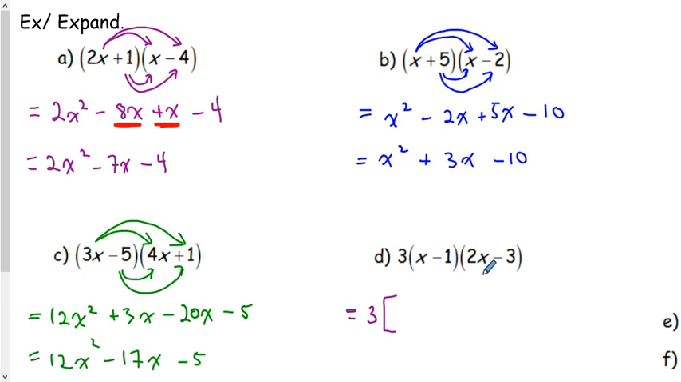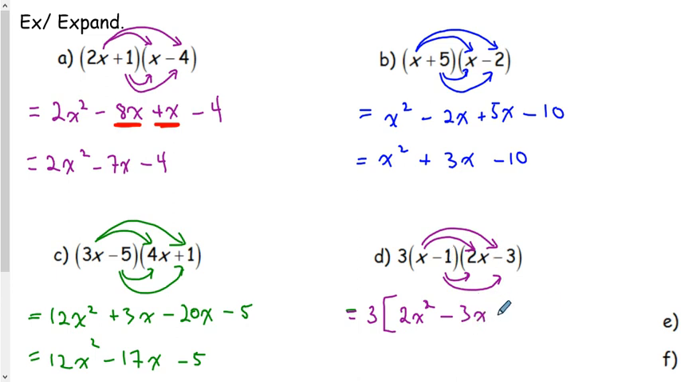And now what I'm going to do is I'm going to multiply through there. So I'm going to go x times 2x, x times negative 3, negative 1 times 2x, negative 1 times negative 3. So I'm going to do my regular FOIL, and then once that's all done, I'm going to have to multiply each of those things I get by 3. Okay, so just do the multiplying one piece at a time. We'll leave the 3 over there for now. X times 2x is 2x squared. X times negative 3 is negative 3x.